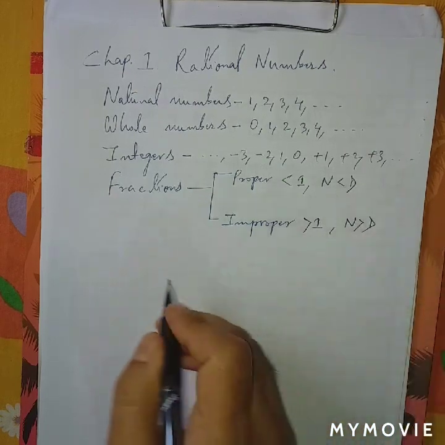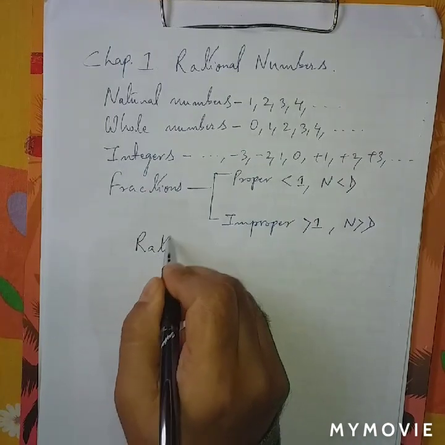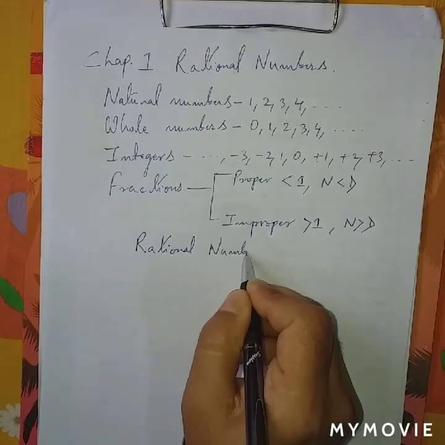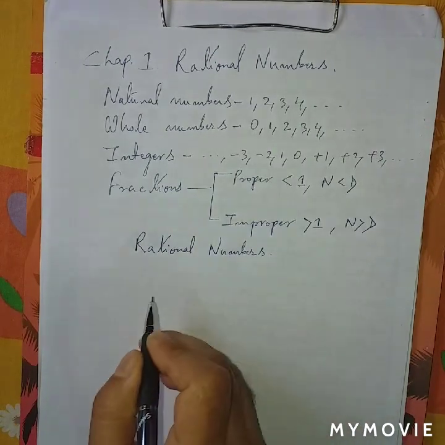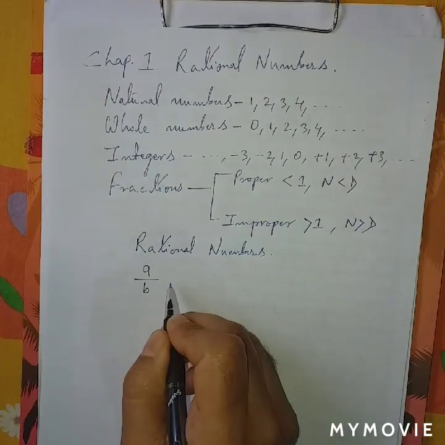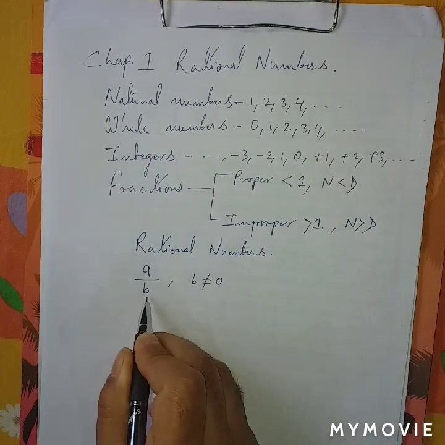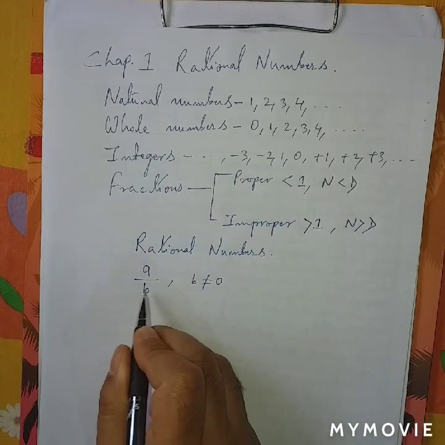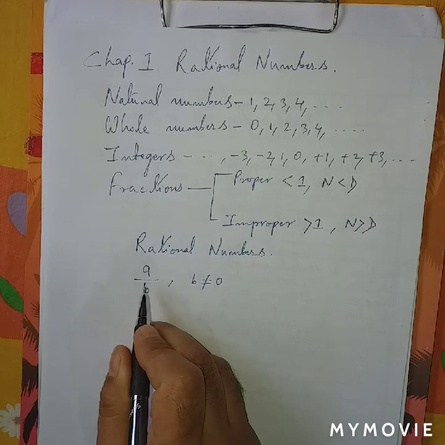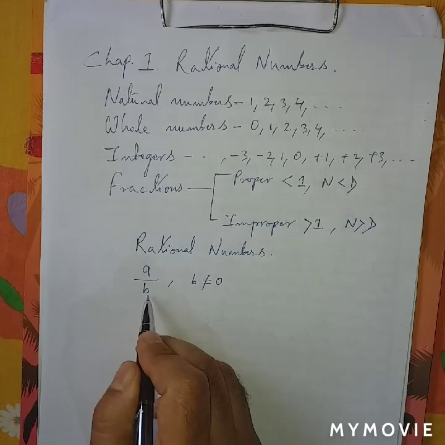Now today we are discussing rational numbers. So any number in the form a by b where b is not equal to 0, that is denominator is not equal to 0. If denominator is 0, then this will be undefined. A can be 0 but b cannot be 0.